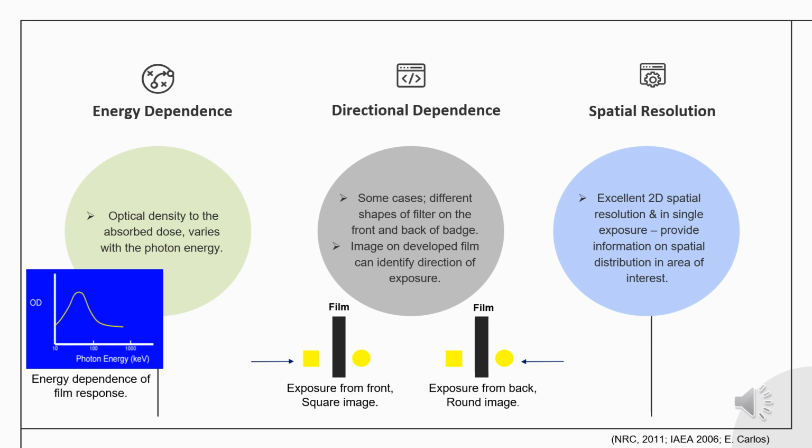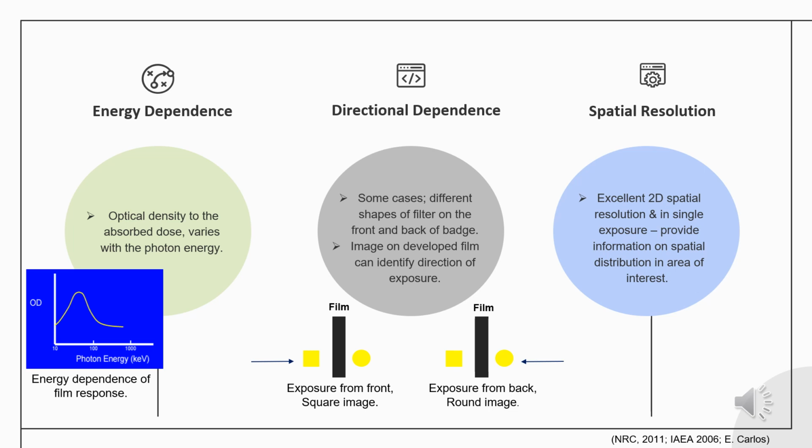For directional dependence, in some cases of film dosimeter, the filters on the front of the badge and those on the back have different shapes, for example square or round shape. So as a result, the image of the filter on the developed film can identify whether the exposure was from the front or back. For example, like the figure below, if the exposure is from the front, it will give a square image. Meanwhile, if the exposure is from the back, it will give a round image.